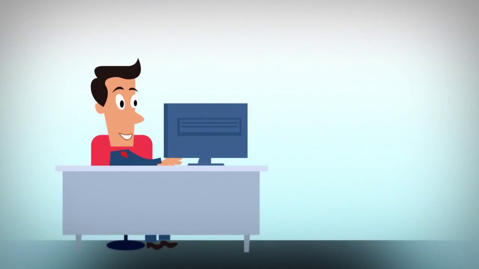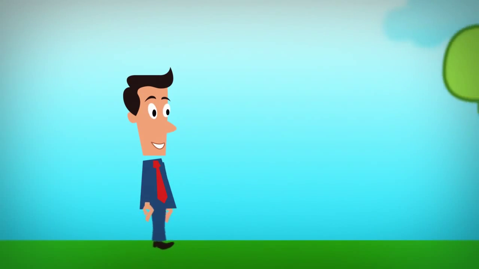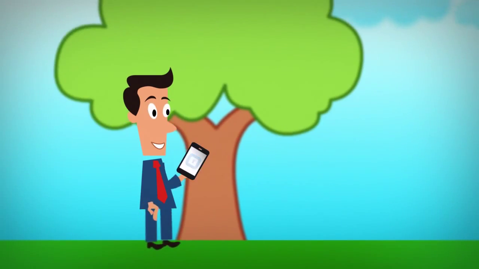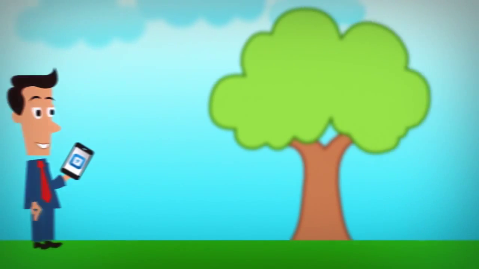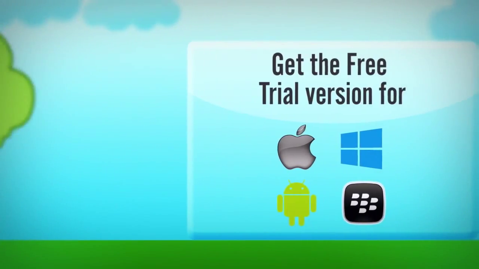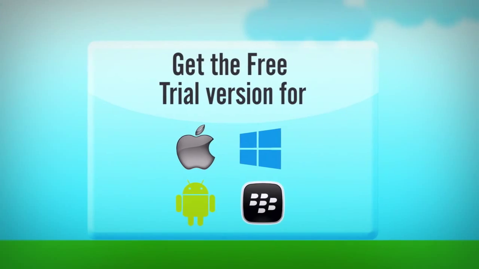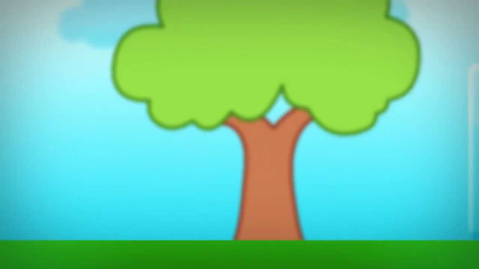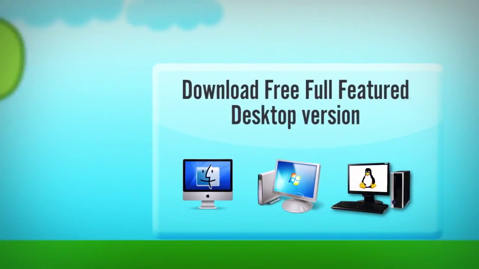So next time when you leave home, you don't need to look behind, as every information is in your pocket with Enpass. It's really worth trying the trial version for all major smartphones, and the full-featured desktop version is free for Mac, Linux, and Windows PC.